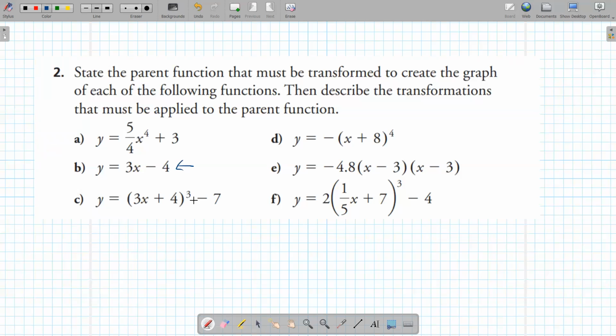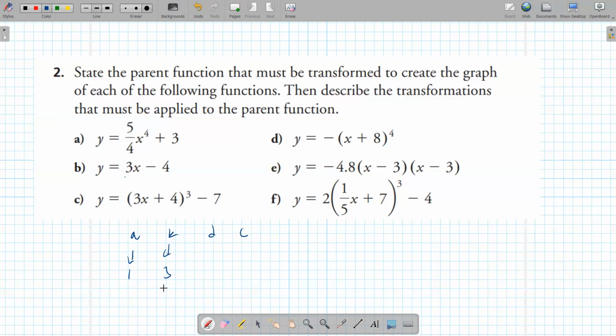B, what's the parent function for B? Just x, right? So what are the transformations? It's a vertical stretch by 3, the slope, and a shift down by 4, right? That's all there is. For C, the parent function is x cubed. But now be careful. What is A, K, D, and C for question number C? A is 1. Yeah, good. Is K 3? K is 3, that's right.